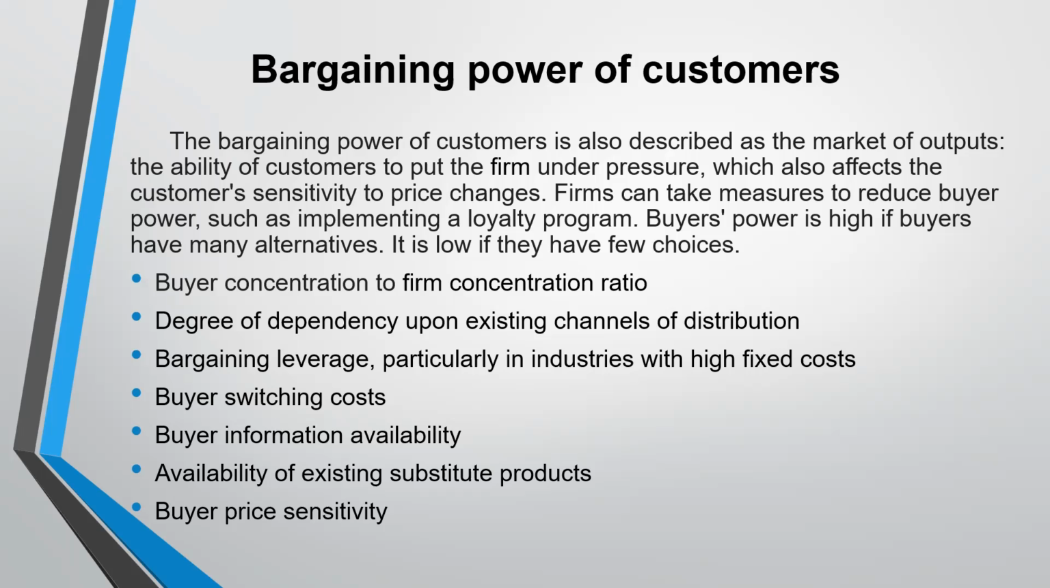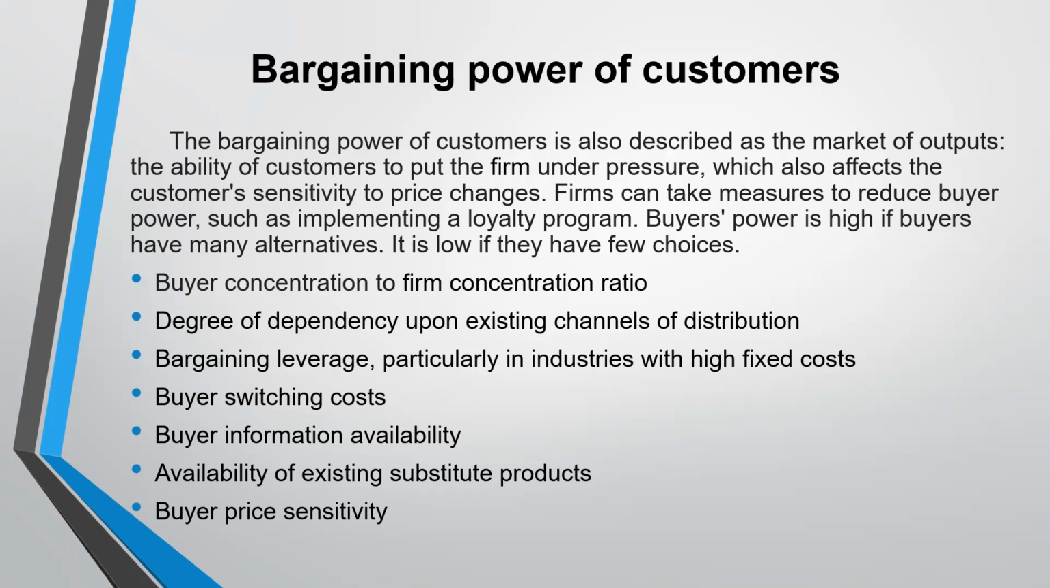So there is buyer concentration to firm concentration ratio, degree of dependency upon existing channels of distribution, bargaining leverage, particularly in industries with high fixed costs, buyer switching costs, buyer information availability, availability of existing substitute products, and lastly, buyer price sensitivity.